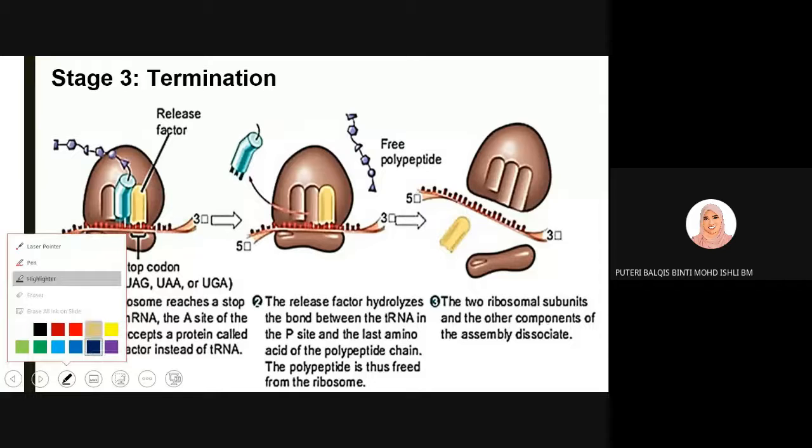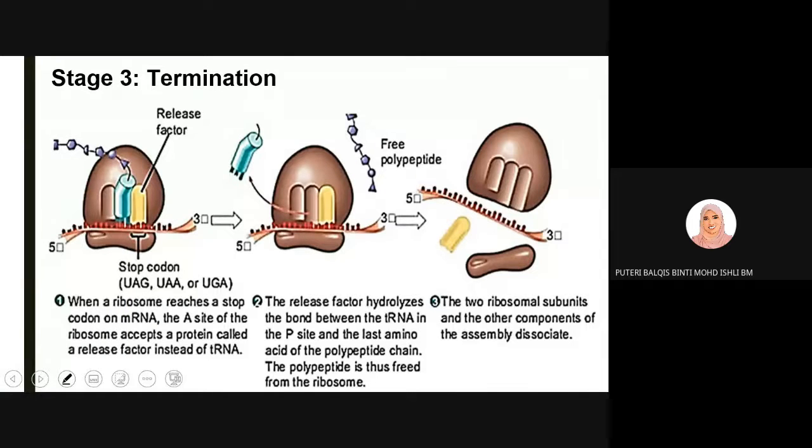Next is termination. Okay, the last stage. We already discussed initiation, elongation. Next is termination. Termination occur when it reach one of the stop codon. Stop codon are UAA, UGA. Kan? Stop codon kita adalah UAA, UGA. Jumpa je salah satu. Okay, when ribosome reach stop codon, release factor will enter A site.